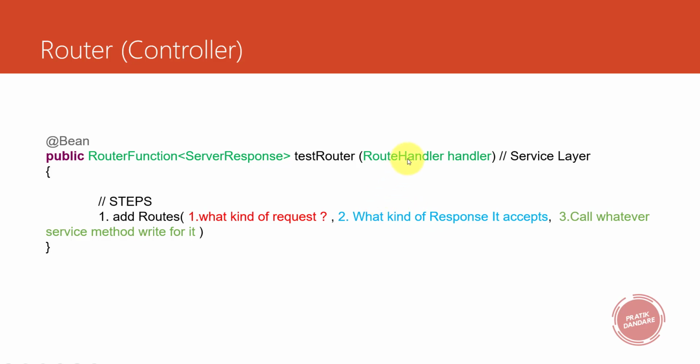We are introducing the handler here and we need to return the router function. To return the router function, these are the three steps we need to follow. Basically these are the basic steps, and they can increase according to your project scenario. What kind of request is it? It should be get, post, put, delete.